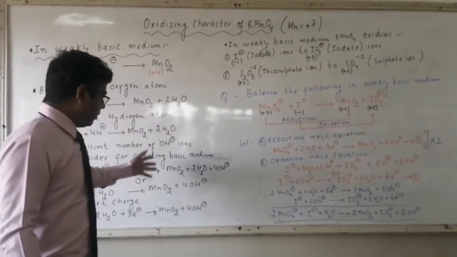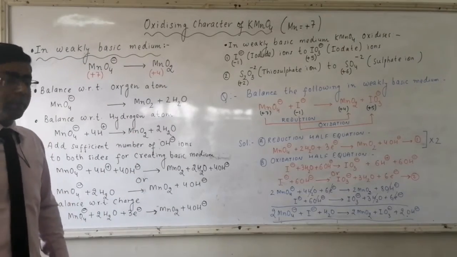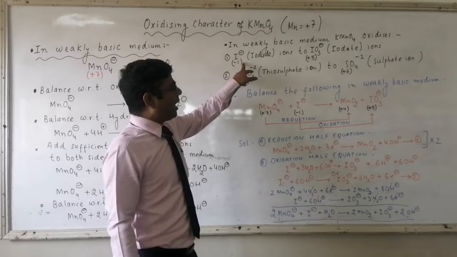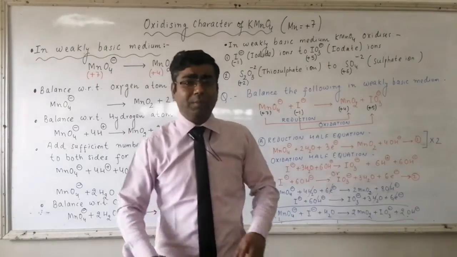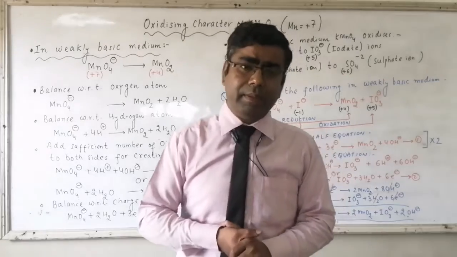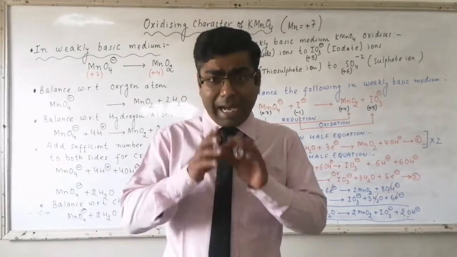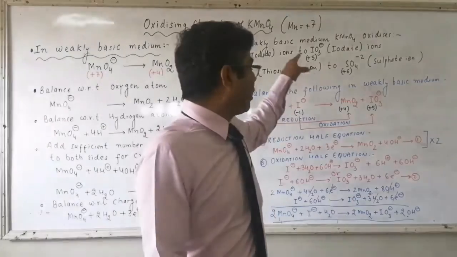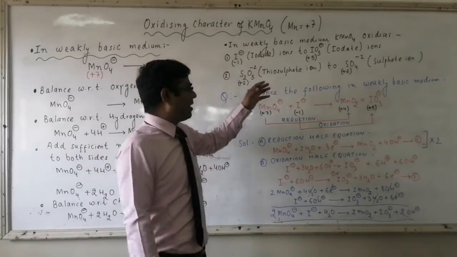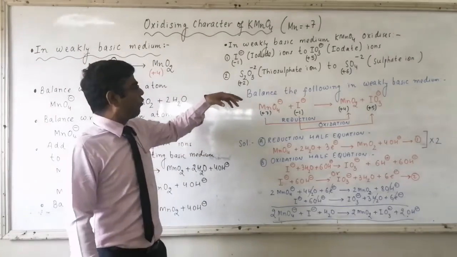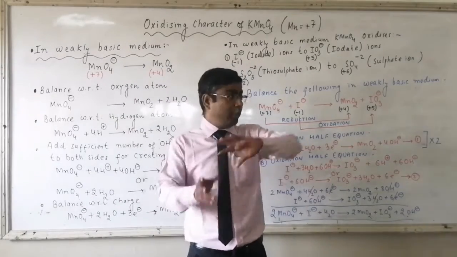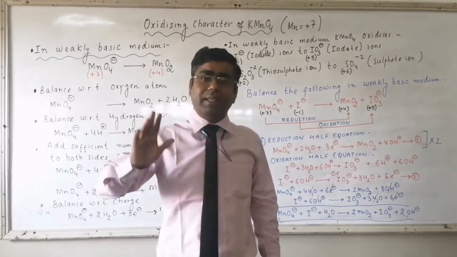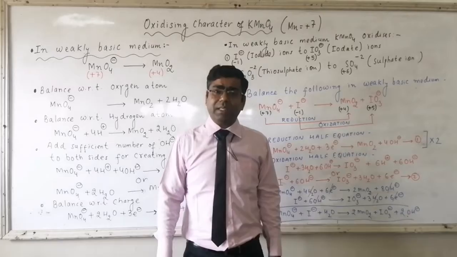Now what it can do? In the weakly basic medium, KMnO4 oxidizes iodide ions to iodate ion. IO3 minus ions are called iodate ions. In acidic medium, it was I minus ion to I2, free iodine. But here, I minus ion gets converted to IO3 minus iodate ion, where the oxidation state of iodine changes from -1 to +5. There is an increase in oxidation state. -1 state gets converted to +5 state.